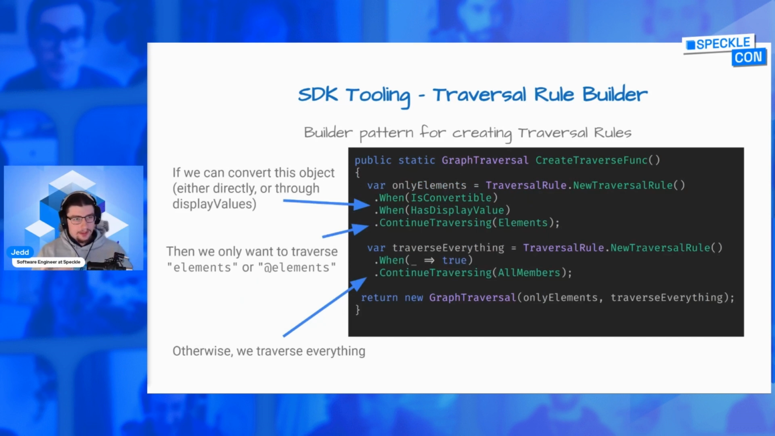So we can build up these several rules that the function should use, and as we encounter the objects traversing in a depth-first manner, we check each rule one by one, and the first to evaluate true, we then use to figure out which properties to continue traversing, right? And the function you see right on screen right now is a very simplified version of the actual function that we're using in almost every connector, right? Where we only traverse the elements property for convertible geometry, and for everything else, we traverse absolutely everything, right? So that traverse everything rule always holds true.